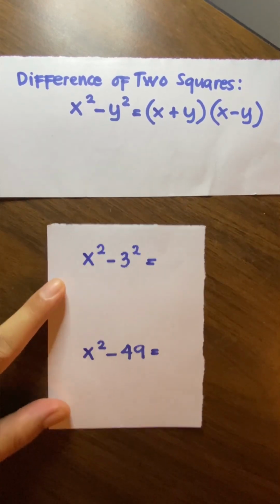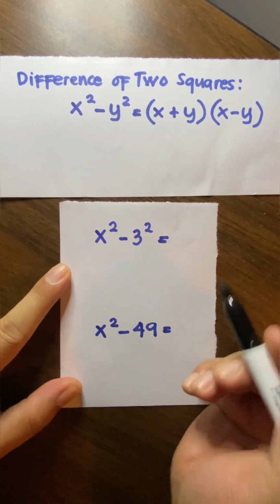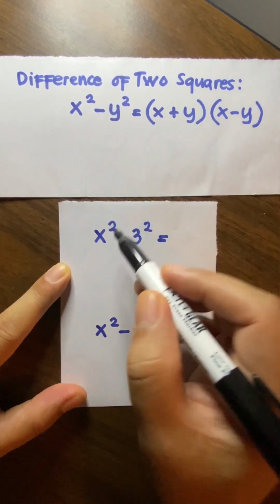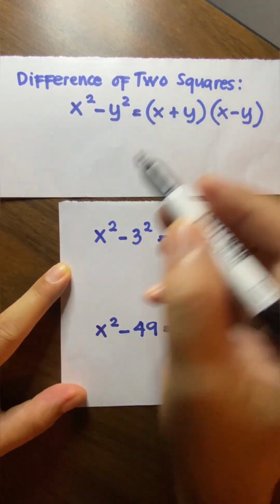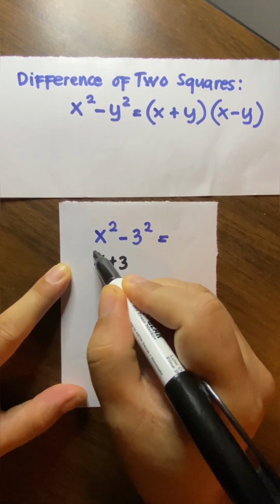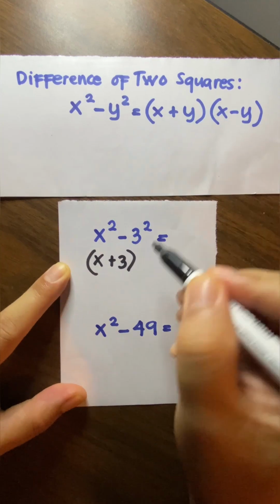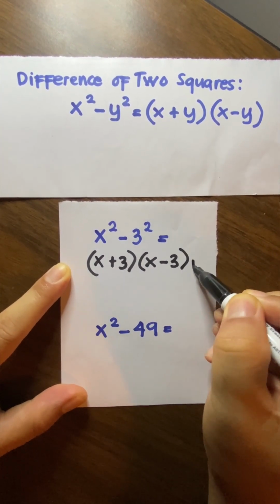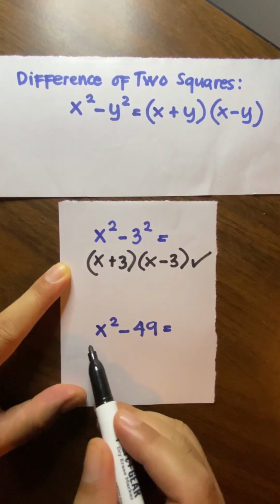Examples of difference of two squares. Let's solve the first problem. This is exactly the same format as the equation for the difference of two squares. In this example, x is equal to x, while y is equal to 3. Therefore, by following the equation, the answer to the problem is x plus 3 and x minus 3.